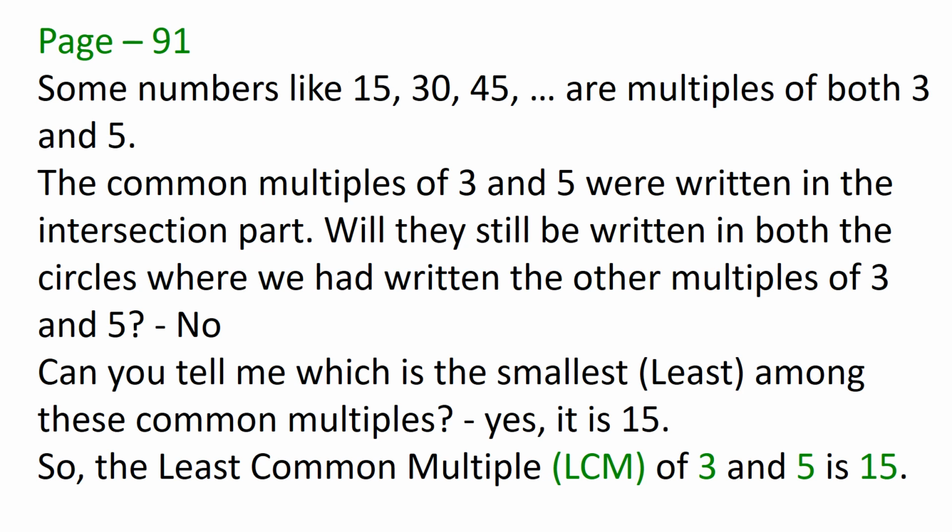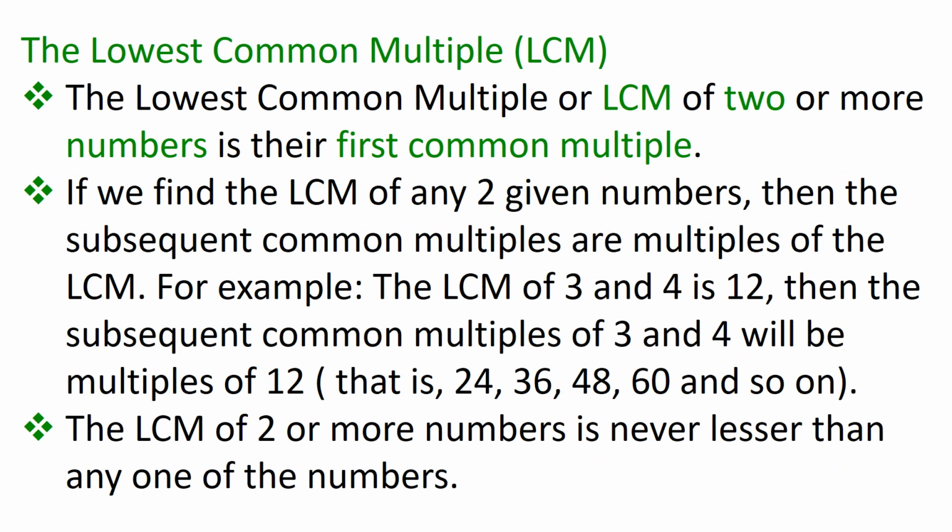Now can you tell me which is the smallest, that is the least among these three common multiples? Yes, it is 15. So the least common multiple of 3 and 5 is 15. Let us see what is LCM. The lowest common multiple, LCM.